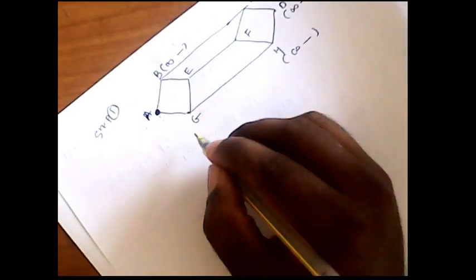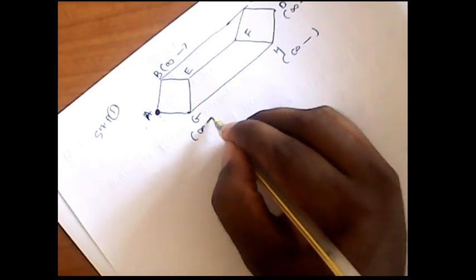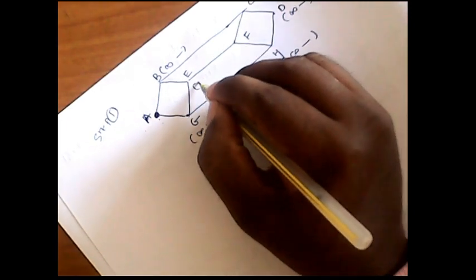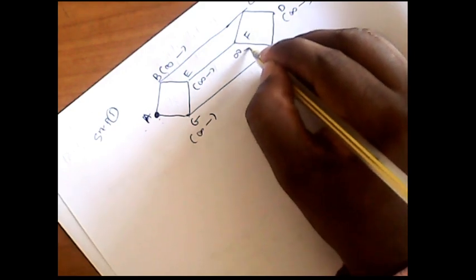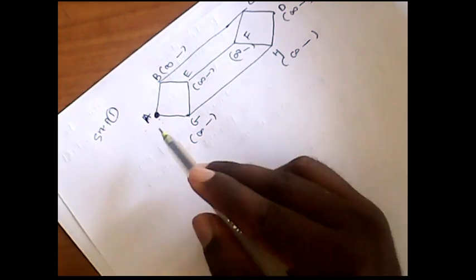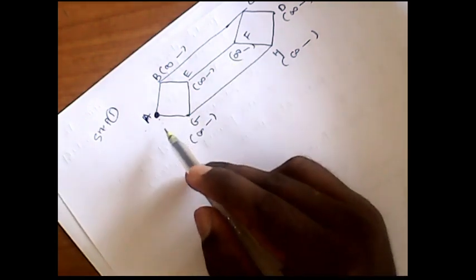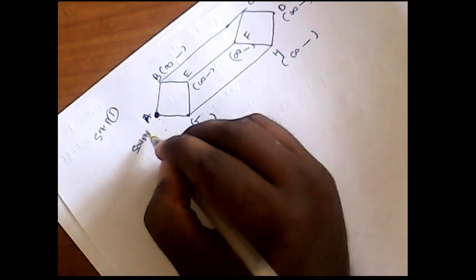So in step 1, we know the distance is unknown from A to D. So we make A node a permanent node. This is our source node and this is our destination node. At this time we don't know the distance between these two nodes.